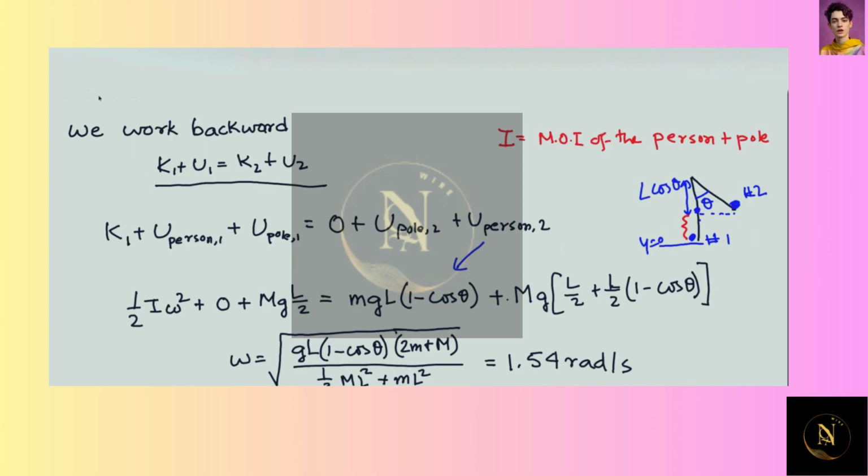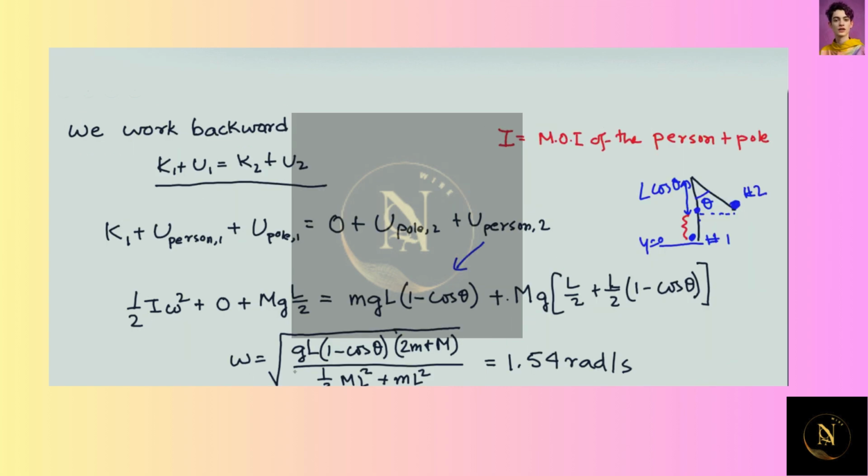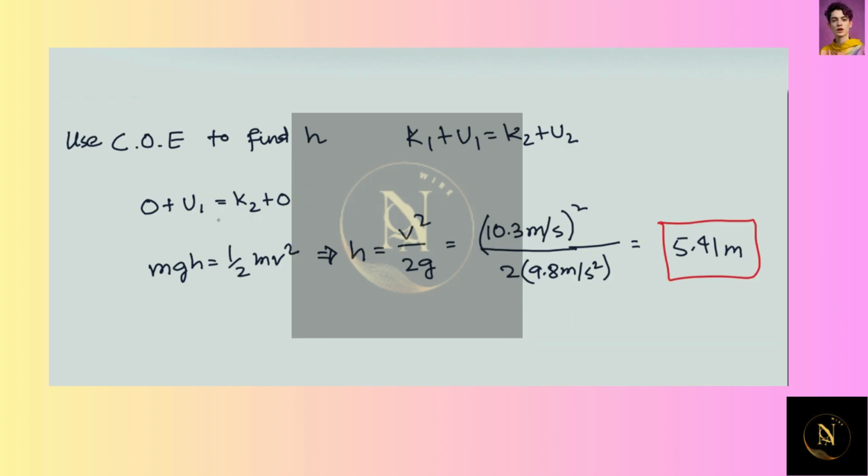So to recap, we started from this part over here, and we solved for omega. We extracted the information omega from there, and we used this omega to find the linear velocity. Once we got the linear velocity from the middle part, we used that in the final part, or the left part, and we solved for the height.